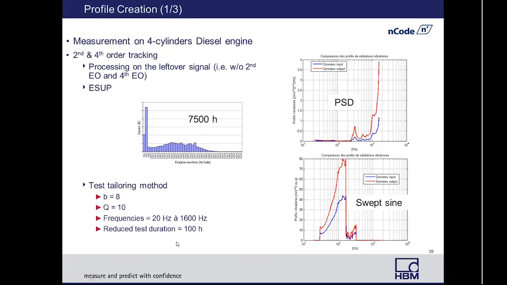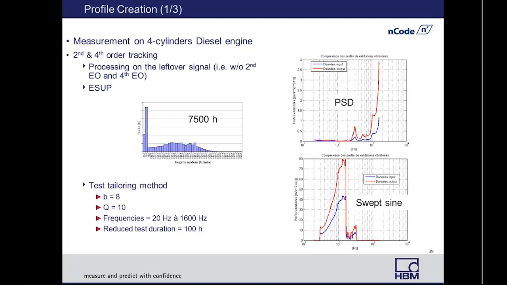What was done here is as described earlier. The accelerated testing or test tailoring methodology was applied separately to the sine sweep and the random process. And the EZIP file, the engine usage profile file, was included. The obtained sine sweep and PSD are displayed here. The blue corresponds to a duration of 7,500 hours, and the red is for a duration of 100 hours only. So we may consider the red spectra to be our swept sine on random test specification.